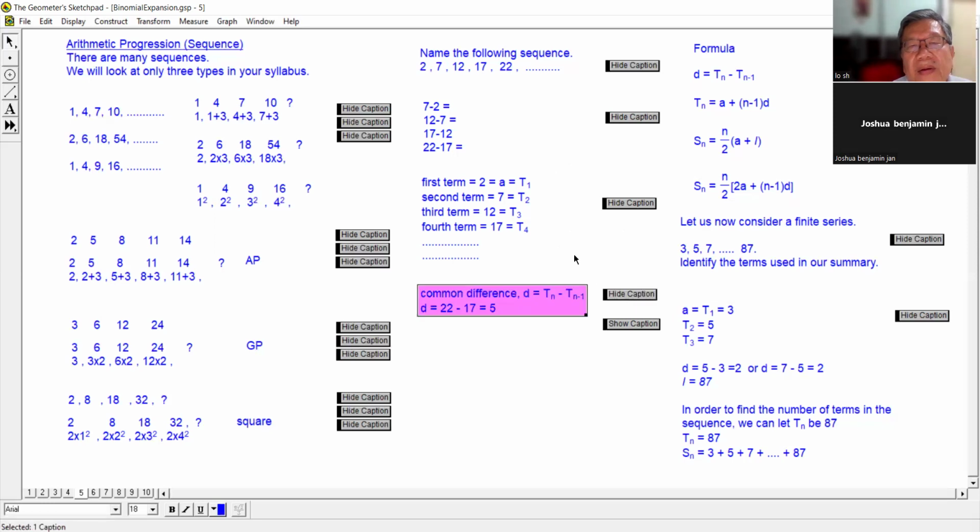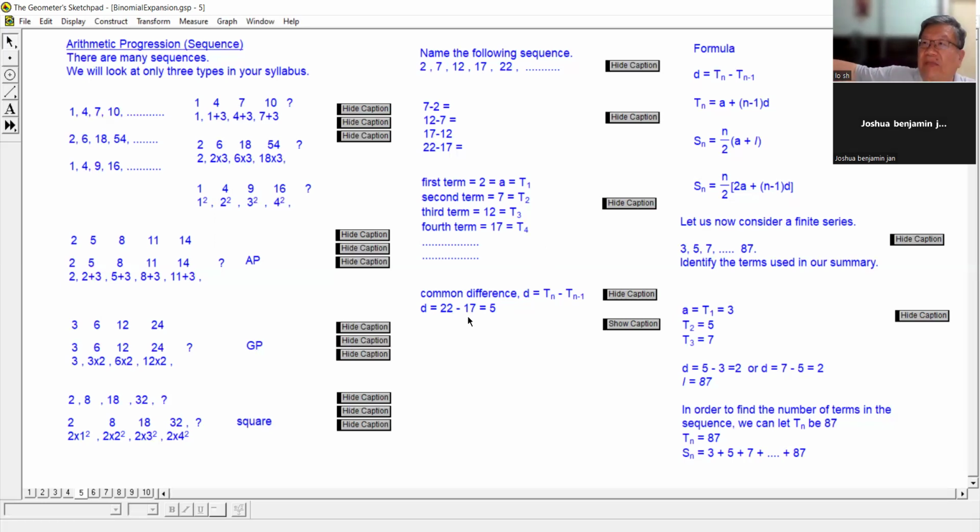And the number that you told me just now, 5, is called the common difference. How to get the common difference? You take the number behind, subtract the number in front. For example, I take 22 minus 17. They must be next to each other.